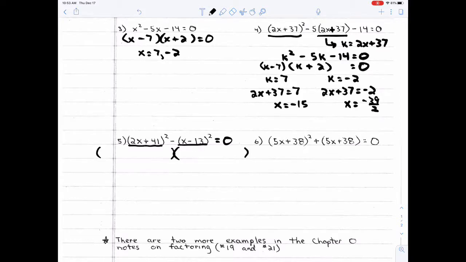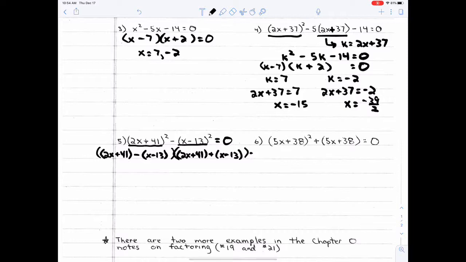Can't solve it if it's not equal to 0. Okay, what times what gives you the first term? 2x plus 41 times 2x plus 41. What gives you x minus 13 quantity squared? X minus 13 times x minus 13. And then since it's negative, one of them's negative and one of them's positive.